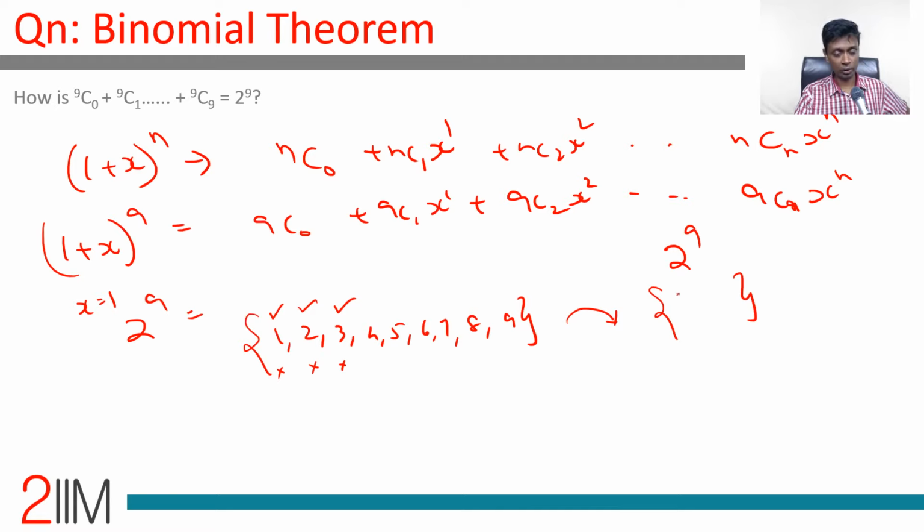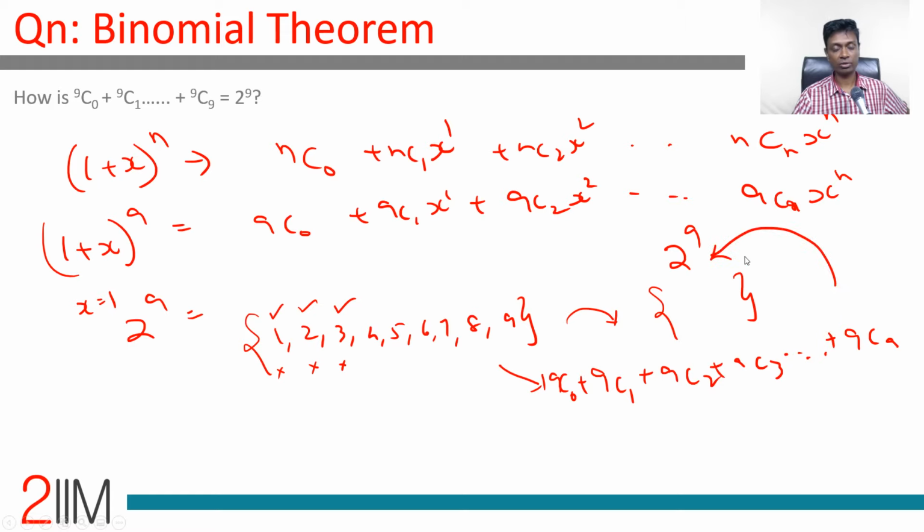where everything is included. The other way of thinking about this, I can have a subset which has only one element. Number of ways of selecting that, 9C1. 2 elements, 9C2, 9C3, 9C9, and no elements. So the number of subsets, if you add all of this, that should be the same as this. That's the other way of thinking about it.